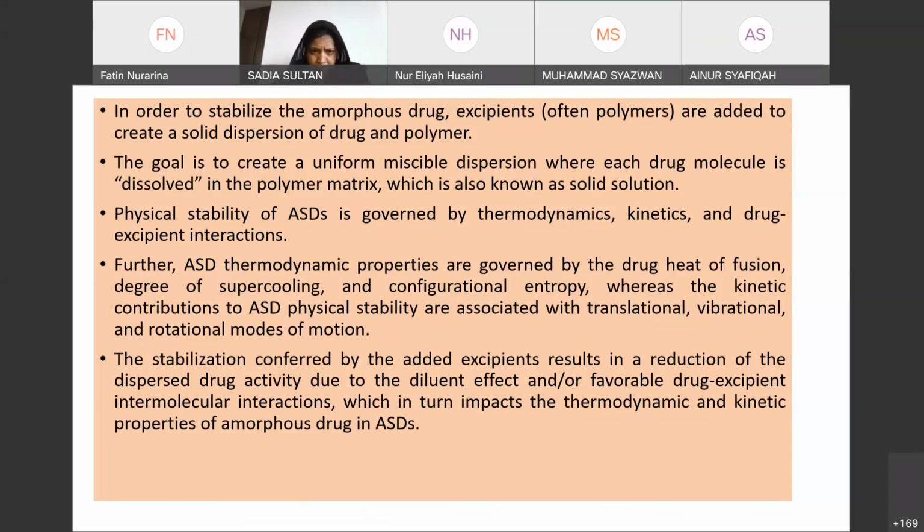So what does it mean? When we increase the stabilization, how do we do it? We add the excipients or the polymers, right? What does it result in? It results in a reduction of the dispersed drug activity due to the dilution effect, or the drug excipient intermolecular interactions. Either it can affect drug dispersed activity or drug excipient intermolecular interactions, which in turn also impact the thermodynamic and kinetic properties of the amorphous solid drug.